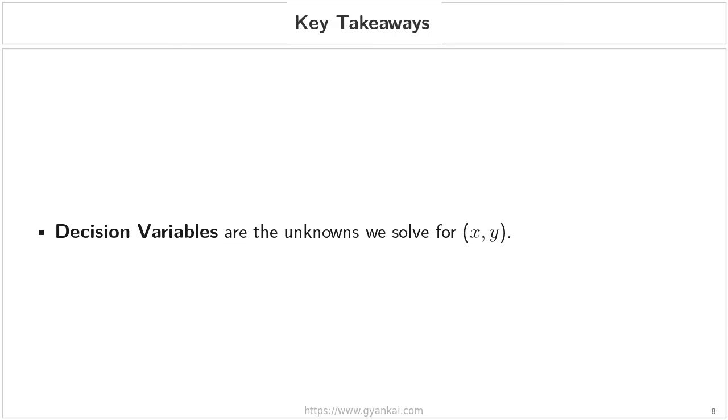Key takeaways. First, remember that our decision variables are simply the unknowns that we are trying to find the value for, which we usually represent as x and y. Think of these as the quantities you have control over.